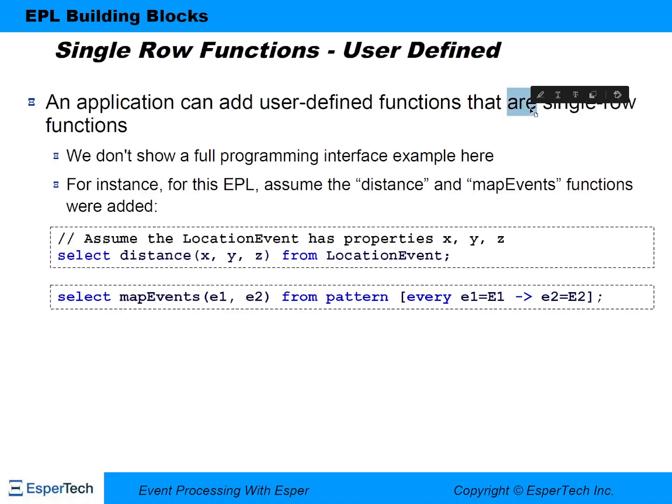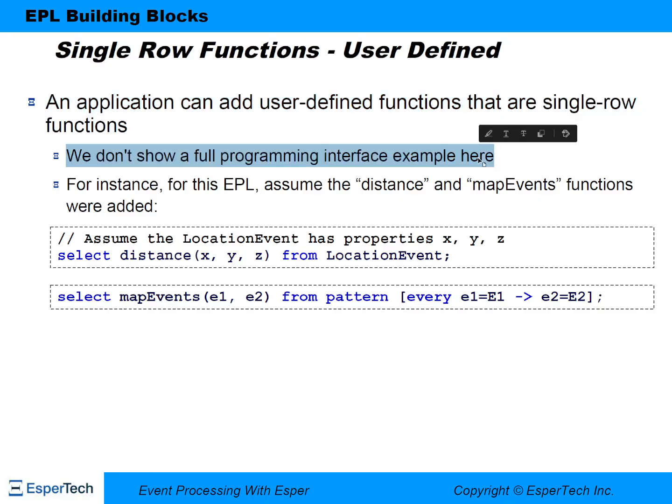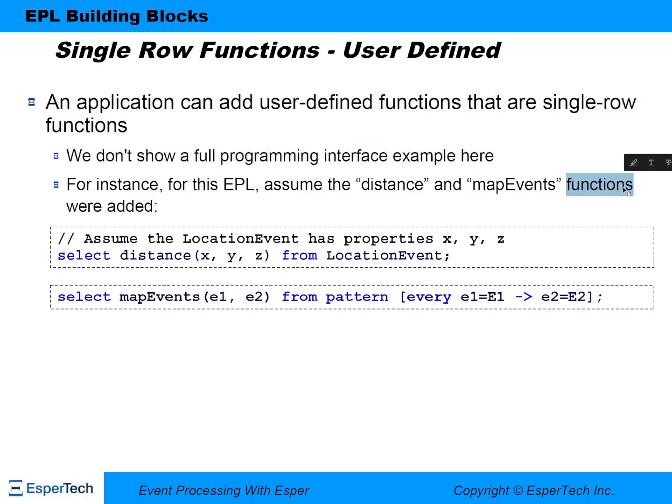An application can add user-defined functions that are single-row functions. We don't show a full programming interface example here. For instance, for this EPL, assume the distance and map events functions were added. Select distance(x, y, z) from location event. Select mapevents(E1, E2) from pattern [every E1=E1 followed by E2=E2].